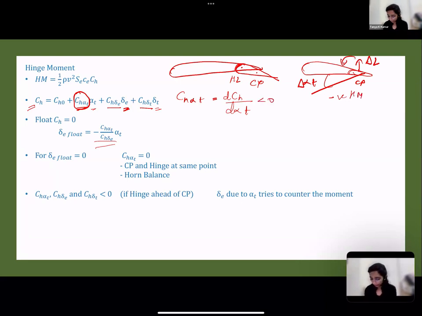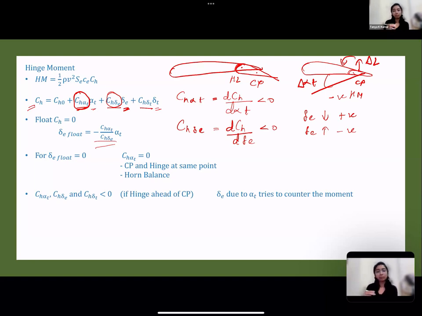You're right. Next, CH delta E. CH delta E is dCH by d delta E. Is it positive or negative? Negative, exactly. Same explanation as the previous case. So if you were to deflect your elevator down, elevator deflection down, positive or negative? Exactly. Positive. And elevator deflection up is negative. Okay. Remember this convention.